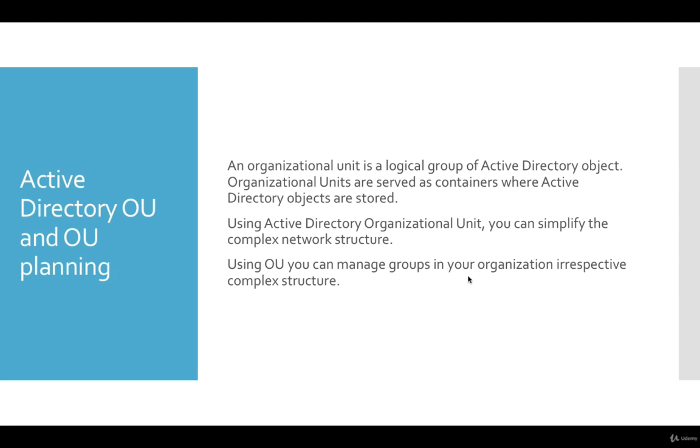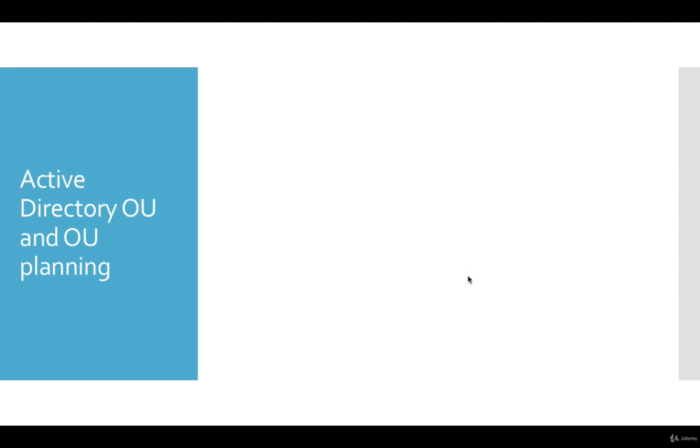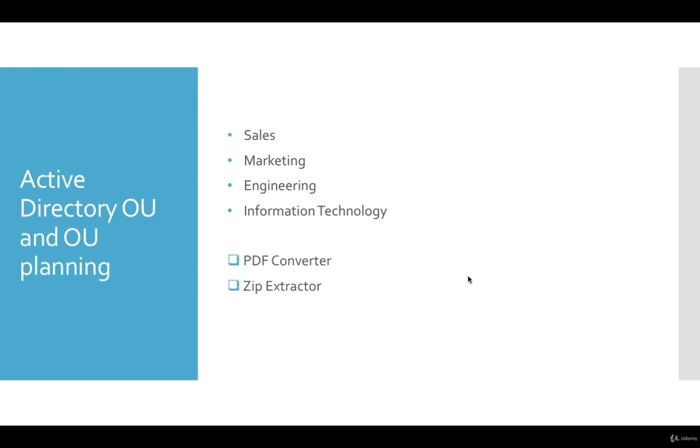Let's say in your CTC software company, you have departments such as sales, marketing, engineering, and information technology. Each department has its own roles. For example, your company produces three software products named PDF Converter, Chip Extractor, and 3D Paint. For each software, you have an individual sales team assigned.